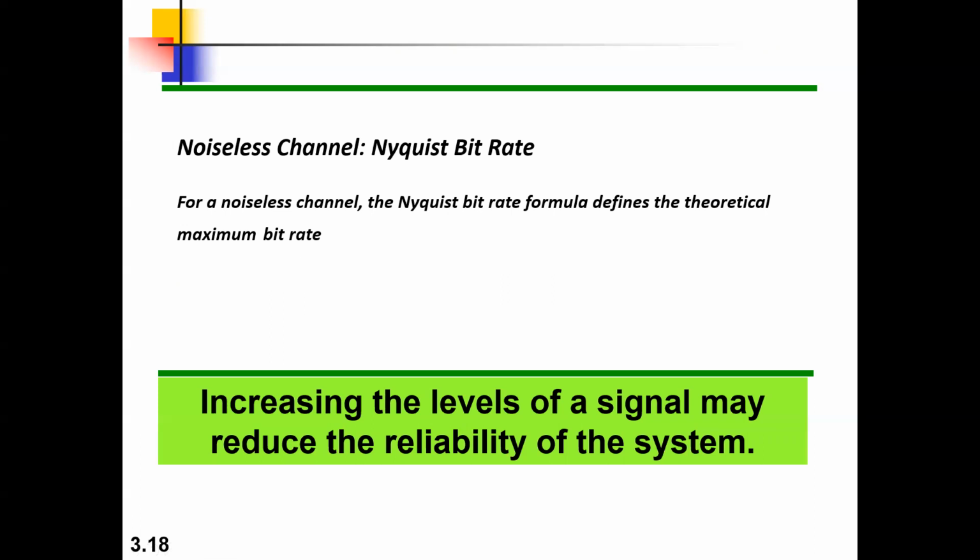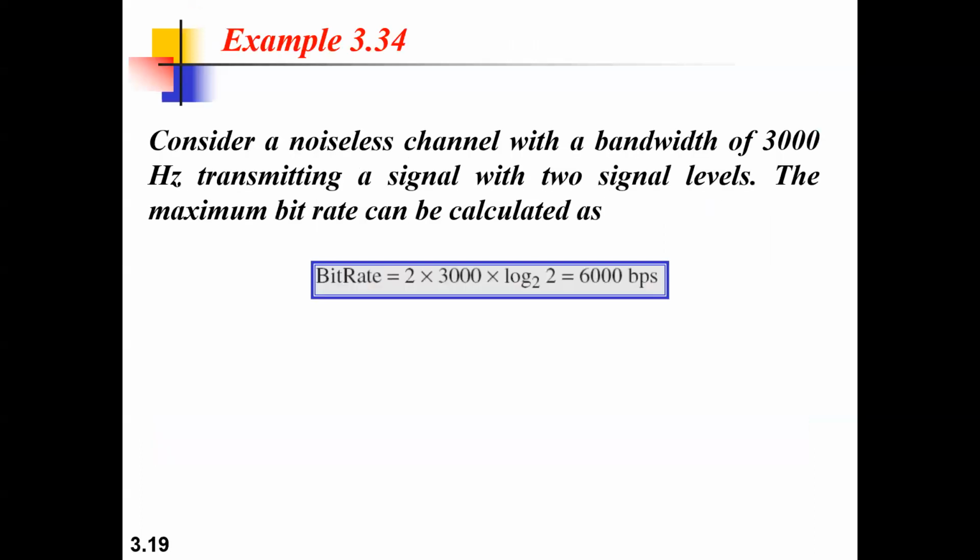Increasing the levels of a signal may reduce the reliability of the system. So if you can remember, in our last lecture, we talked about the number of signals that can be sent in a digital signal. Increasing the levels may reduce the reliability of the system. Consider a noiseless channel with a bandwidth of 3000 Hz.